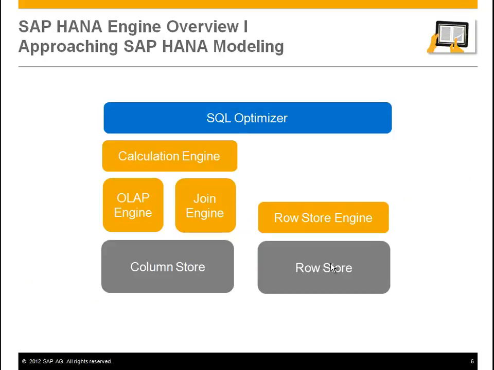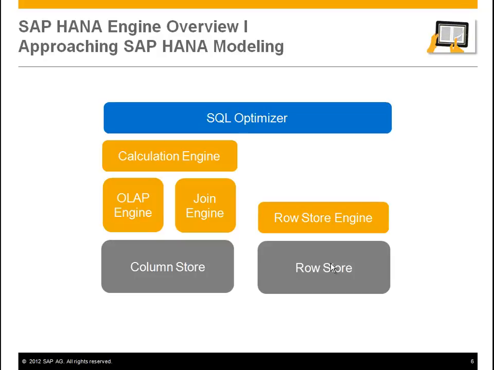On this slide, we're looking at the different engines which are used for processing our analytic and calculation views. So first of all, we have the join engine on the right hand side. This is used for attribute views. And then the OLAP engine is used for analytic views. The calculation engine on top is used for calculation views.